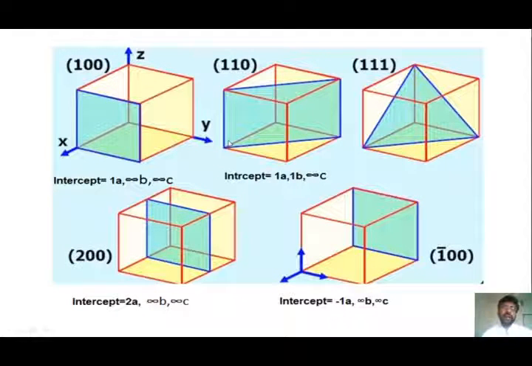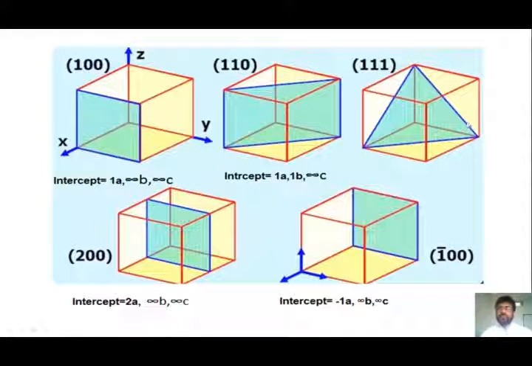Now these are again different planes we are considering here. This is one of the planes having the coordinates 1, 0, 0. This is another plane, so we can write the intercepts 1a, infinite b, infinite c. Now in this case, it intersects the x-axis and the y-axis, and it doesn't intersect along the z-axis. Therefore the intercepts are 1a, 1b and infinite c. So the Miller indices are 1, 1, 0.